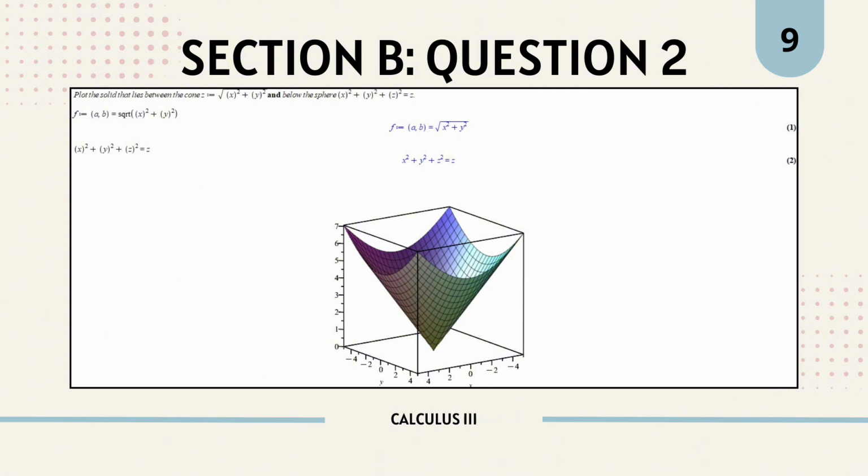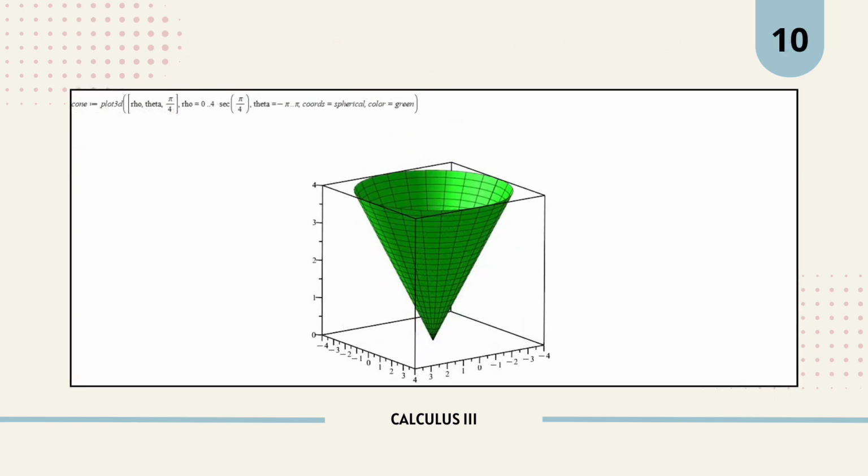For the second question, I start with f equals AB equals the square root of x squared plus y squared. And then I continue with x squared plus y squared plus z squared equals z. The graph shown is from the square root of x squared plus y squared. For the cone, I start with plot3d in bracket rho, theta, pi over 4. Rho equals 0 to 4 times secant pi over 4. Theta equals -pi to pi. Coords equals spherical and the color I choose is green.